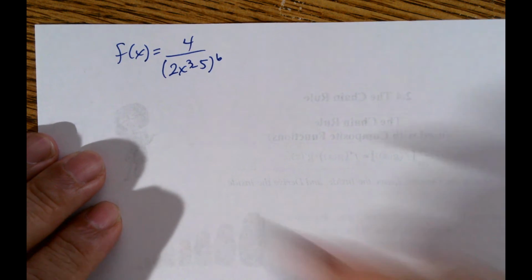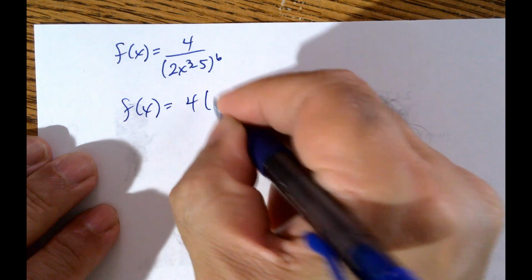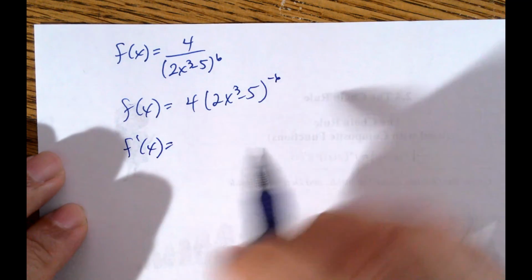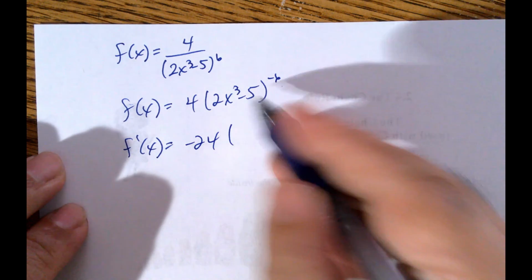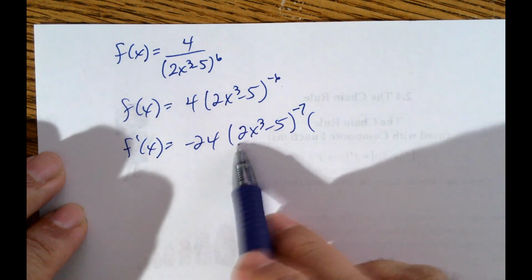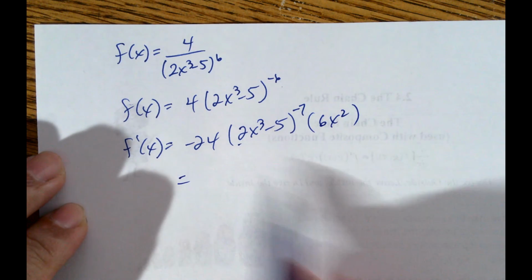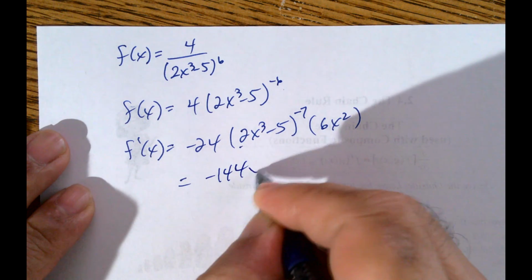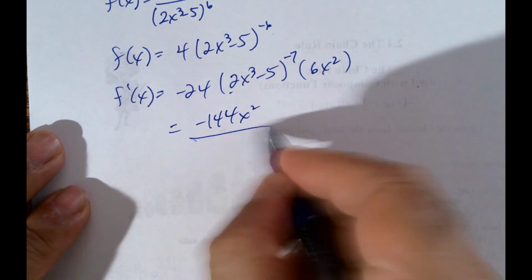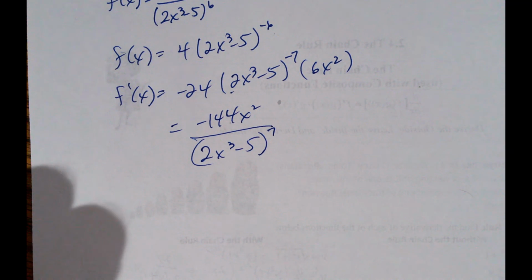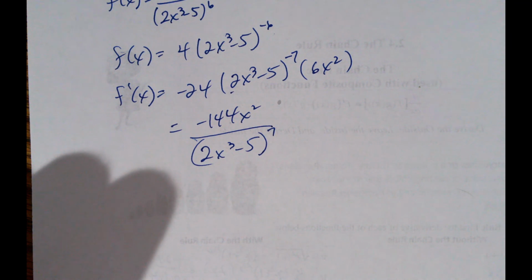I'd rather work with this using the chain rule. So f of x equals 4 times 2x cubed minus 5 to the negative 6. Now take the derivative. 4 times negative 6 is negative 24. 2x cubed minus 5 to the negative 7, because we're subtracting 1 from the exponent. Take the derivative of the inside. That's going to be 6x squared. Now multiply this out, 6 times negative 24. Yes, I just pulled out a calculator. I know it's relatively easy, but anyway. That has a negative exponent, so I put it in the denominator: 2x cubed minus 5 to the 7th power. And that's it. That's the end of page 114.